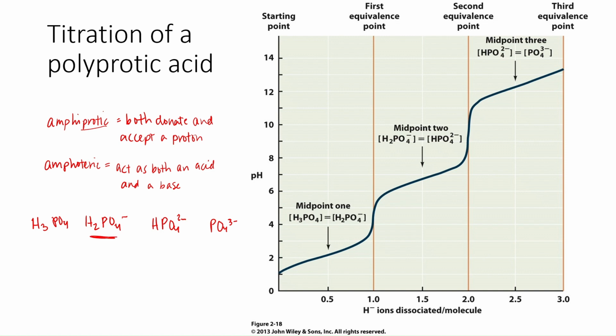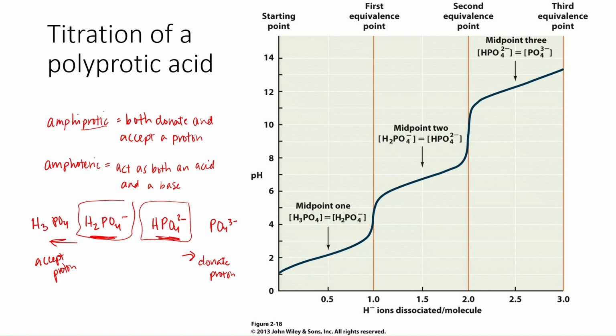and these 2 forms in the middle, the dihydrogen phosphate and the hydrogen phosphate, if you go towards the left, they can accept a proton. And if you go towards the right, they can donate a proton. So these 2 species in the middle would be considered amphiprotic, and because they can act as either an acid or a base, they can also be considered amphoteric.